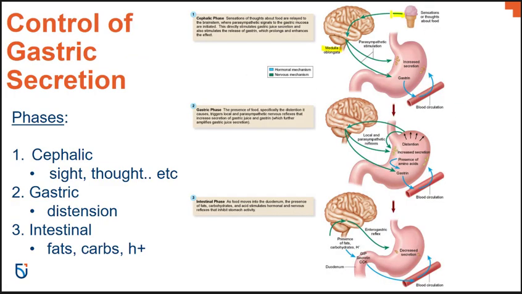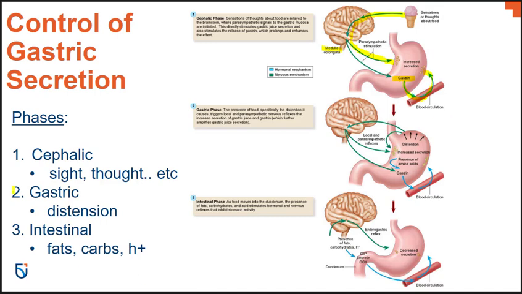You can see the activation here from something that you enjoy if you like ice cream, which will send out parasympathetic stimulation via your vagus nerve to gastric glands, and this directly stimulates gastric juice secretion and also stimulates the release of gastrin, which prolongs and enhances this effect. So we spoke about gastrin during one of our previous lectures.